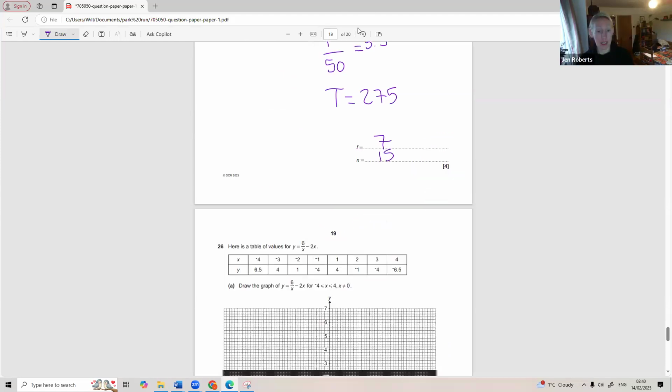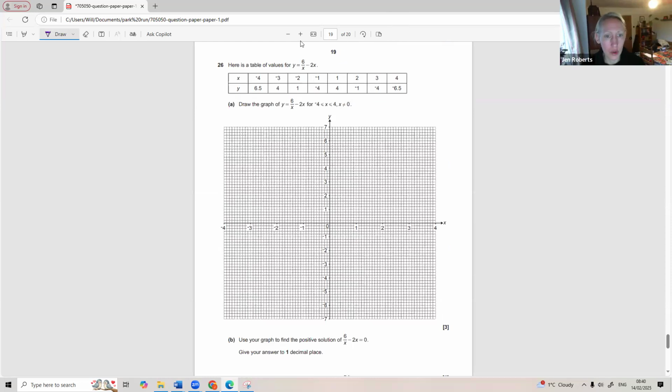Okay, and next question. We're going to draw the graph. We've got all our points found already, our Y values for our X values. Let's put them on the graph. -4, 6.5. That's difficult to see on this grid. -3, 4. -2, 1. -1, -4.